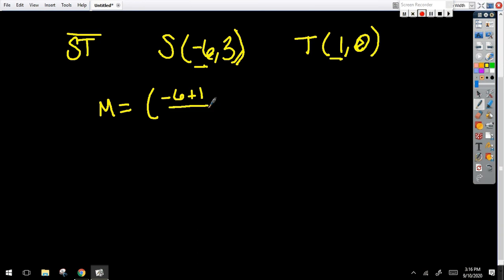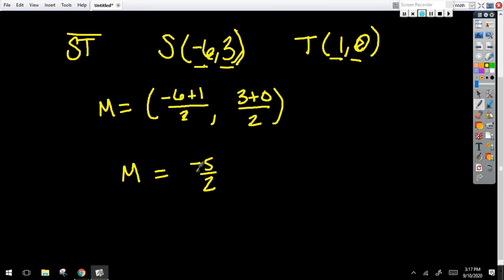And so I find that the midpoint here is -5 over 2 and 3 over 2. And it's always better to leave this as a simplified fraction than to try to throw any decimal or anything in there. Okay?